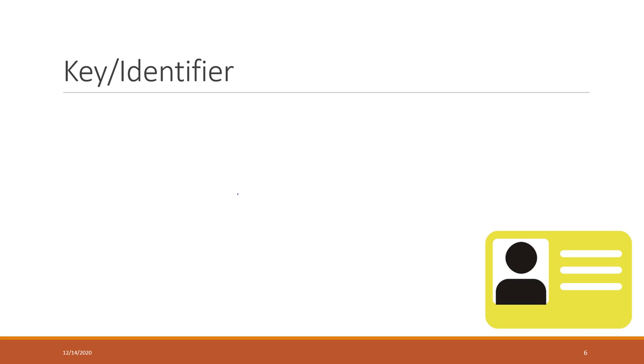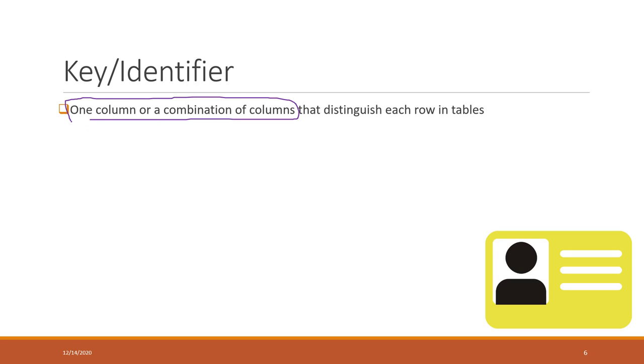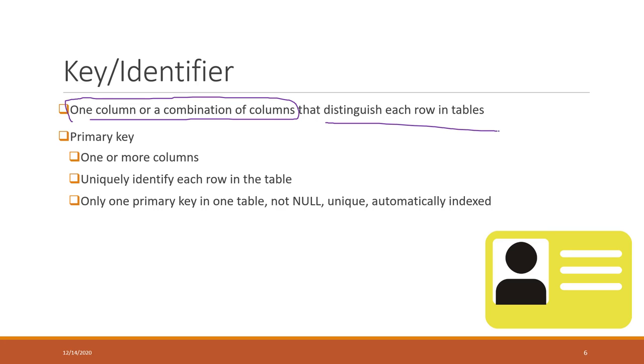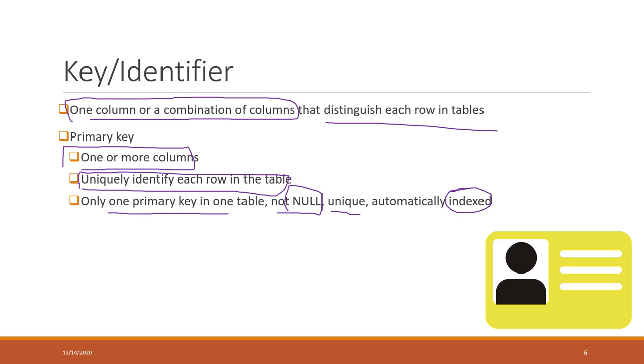Keys and identifiers are another important concept in relational databases. Each single column or combination of columns is used to distinguish the rows in the tables. Basically we have two types of keys. The primary key is one or more columns that identify each row in that table. For example, the student ID can be the primary key. You can only have one primary key in each table. The primary key does not allow null values, must be unique, and is automatically indexed. So primary keys are always indexed.